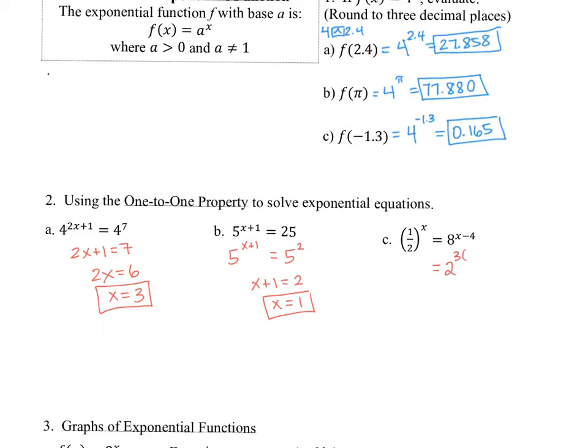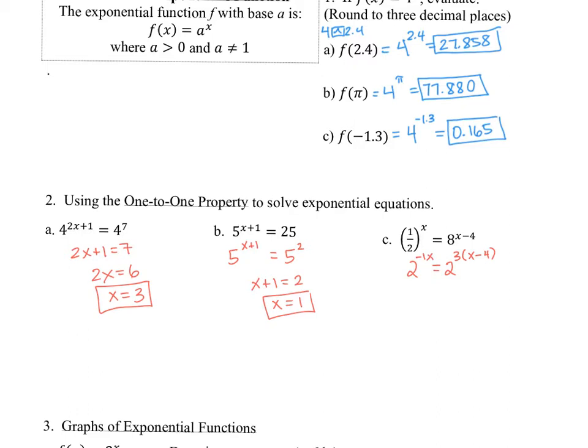I'm going to keep the x minus 4 in the exponent spot. I do need to put in parentheses because it's 2 to the third, to the x minus 4. Because I wrote the right side with a base of 2, I want the left side to also have a base of 2. So to get 1/2, I move the 2 to the bottom, so it's a negative 1. I keep the x there. 2 to the negative 1 is 1/2, but I kept the x in the exponent spot.